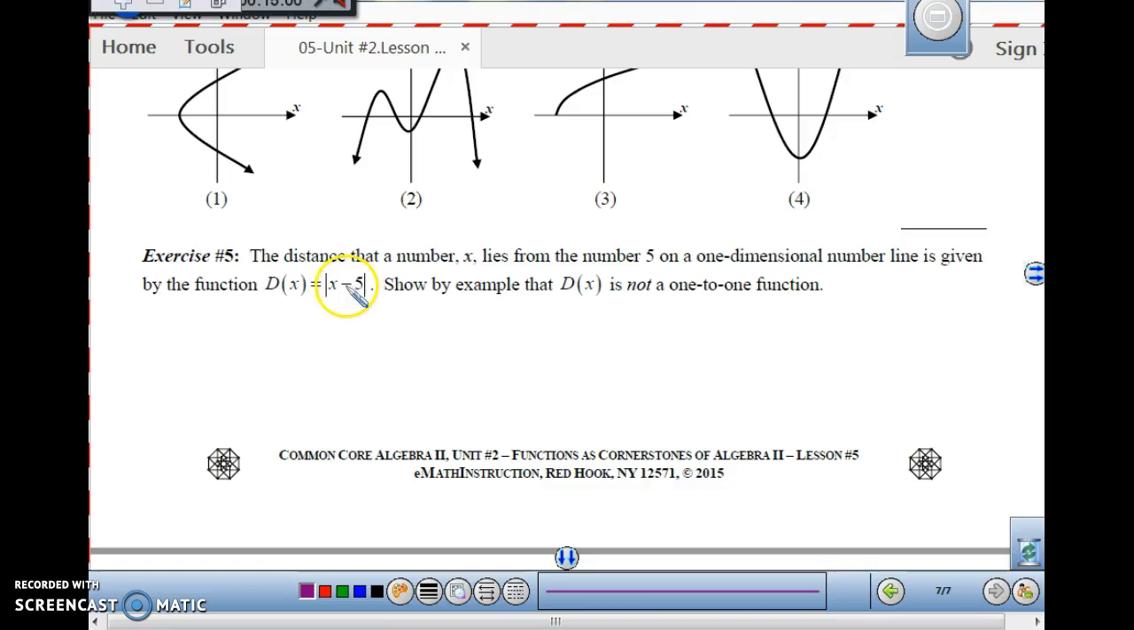All right, and we're going to do also some exercise 5. The distance that a number x lies from the number 5 on a one-dimensional number line is given by the function d of x equals the absolute value of x minus 5. Show by example that d of x is not a one-to-one function. Okay, so for this one, see if you can find values of x that will give you the same y. Show me an example of why this is not a one-to-one function. So show me if you plug in what two different x's will give you the same y. All right, so that's your assignment for tomorrow. See if you can figure those out. We'll go over them in the next class.